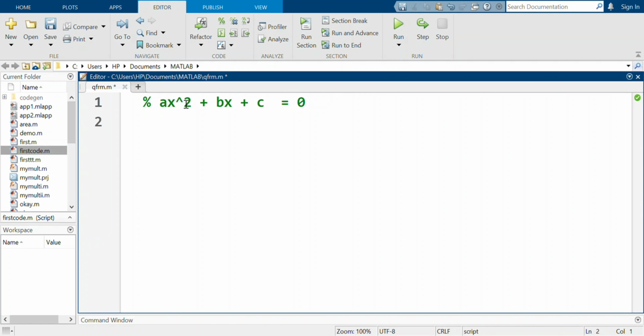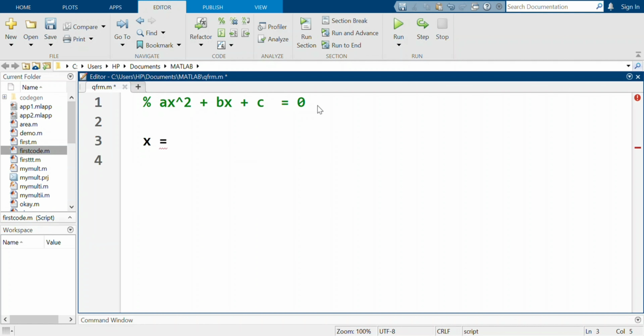So since the highest power is 2, then there must be 2 roots. A quadratic equation means that the highest power of the equation is 2. If the highest power is 1, then it's just a linear equation. So the quadratic formula is like this.